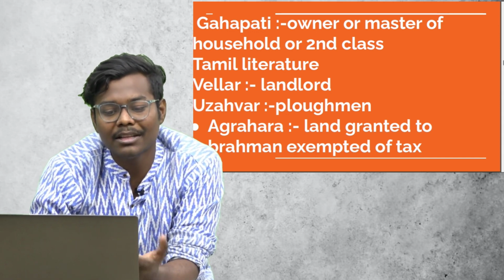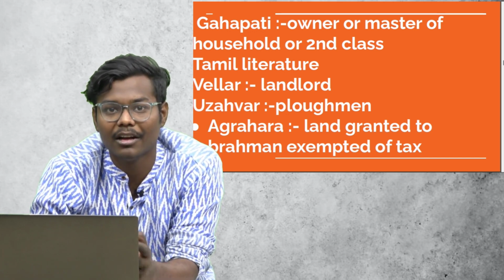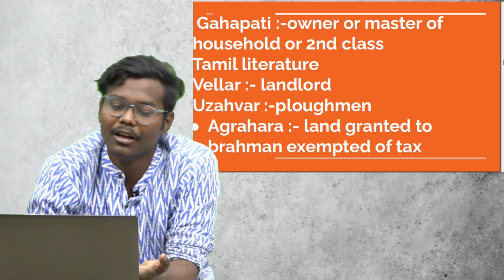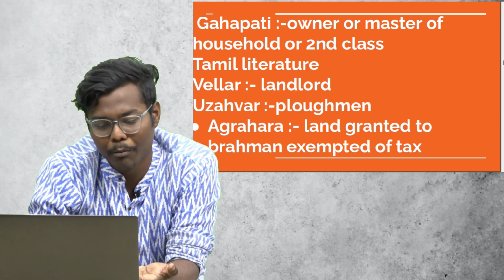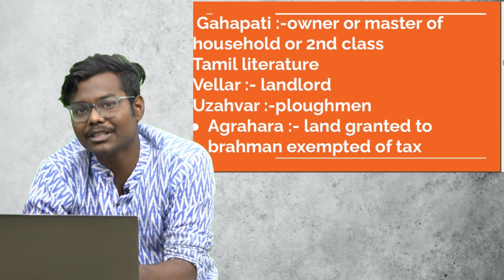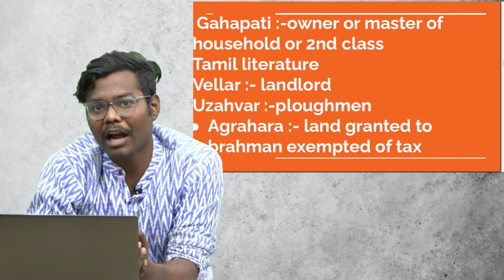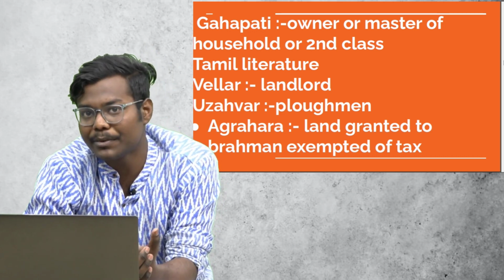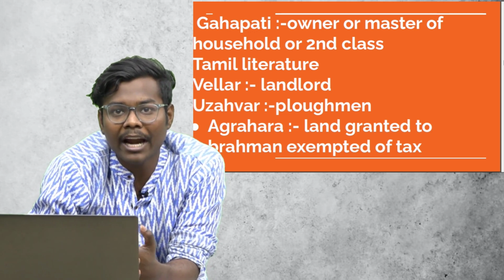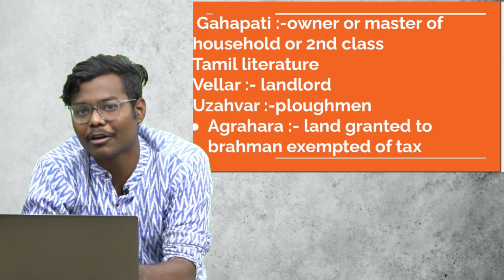In Tamil literature also we see there are words like this. For example, Vellar. Vellar was used for a landlord. Then Usavar for plowman. Then another terminology which is very important is Agrahara. Agrahara was land granted to Brahmins, which was exempted from tax. And this land became so important that in Indian feudalism also this land had a major role to play, or to say land grant had a huge role to play.